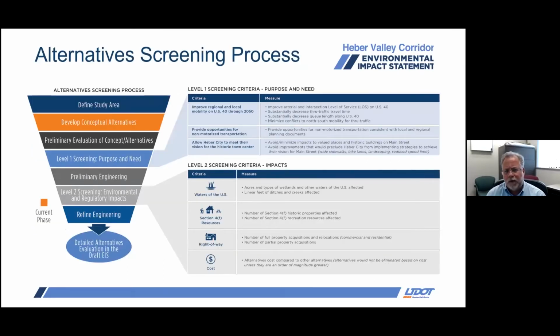Next, I wanted to spend a few minutes talking about the alternative screening process and the steps that we go through to analyze each of the alternatives. This is a multi-step process, as this diagram here on the left is attempting to show. And as we walk through each of these steps, we begin to screen out the different alternatives. Right now, we are in step 2 of this process. It's to develop conceptual alternatives.